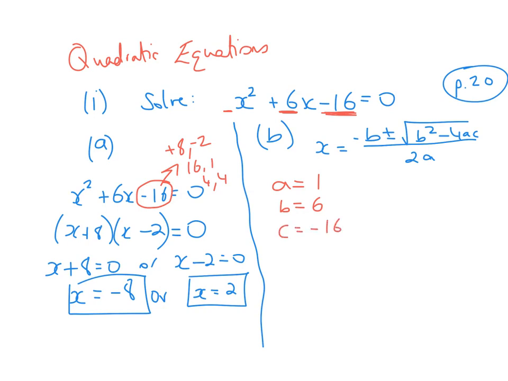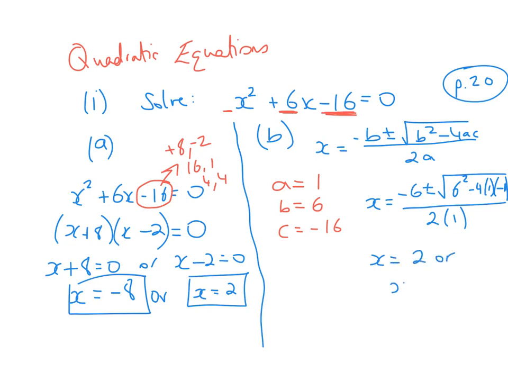So we're going to sub each of those into our formula. So it's going to be x is equal to minus 6 plus or minus the square root of 6 squared minus 4 times 1 times minus 16 all over 2 times 1. And when you pop that into your calculator, you're going to get the same answers, that x is equal to 2 or x is equal to minus 8. So again, two different methods for solving quadratic equations.